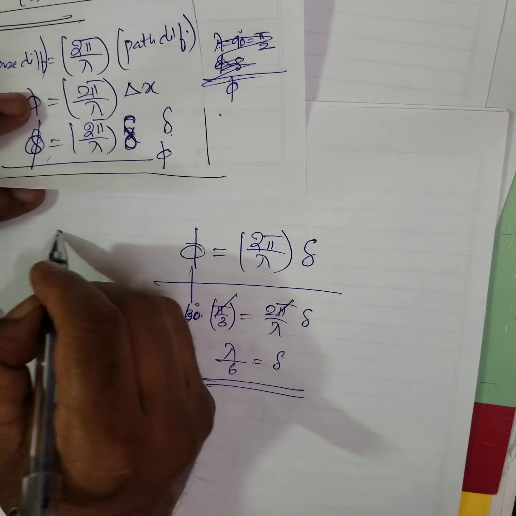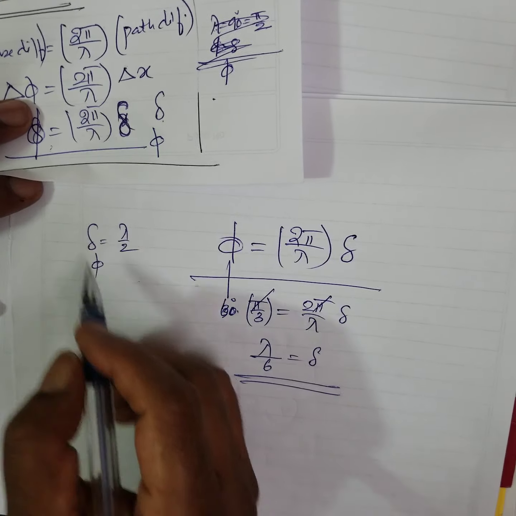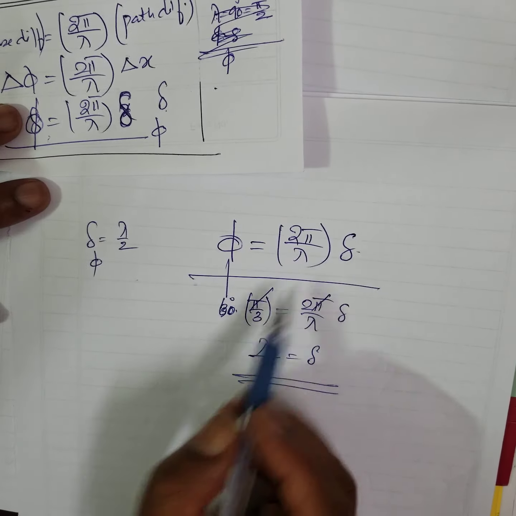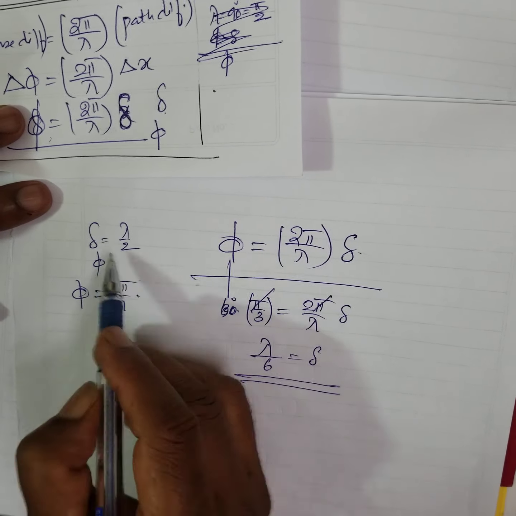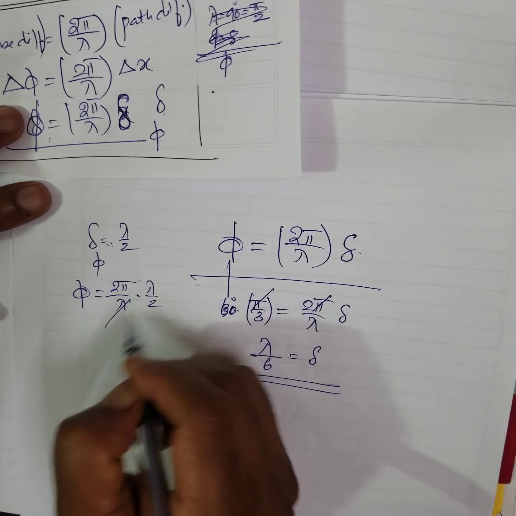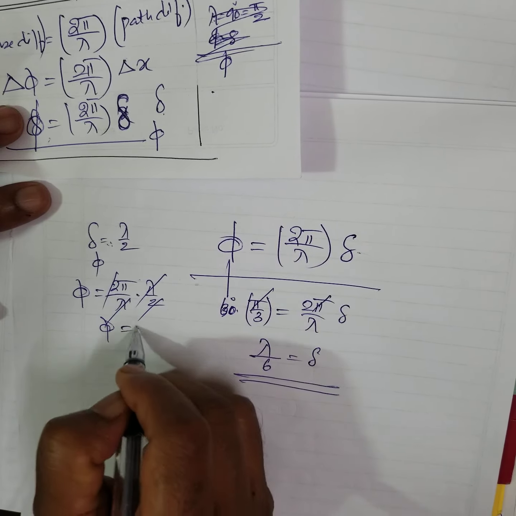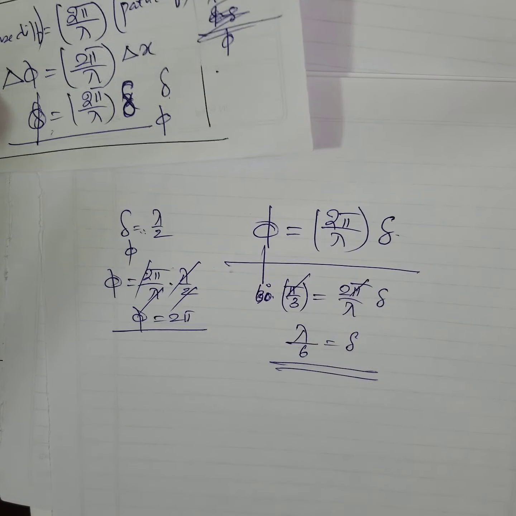If the path difference is lambda by 2, what is the phase difference? Let us say I substitute. Phase difference is equal to 2 pi by lambda times the path difference, which is lambda by 2. The 2 gets cancelled. The phase difference is 2 pi. Likewise, you have to do it.